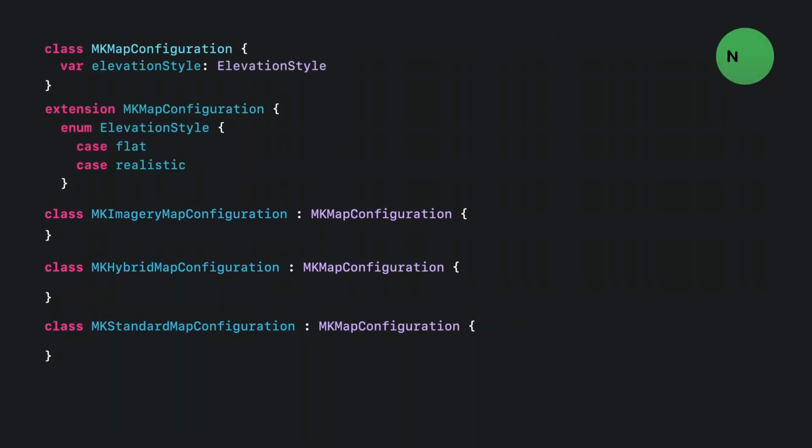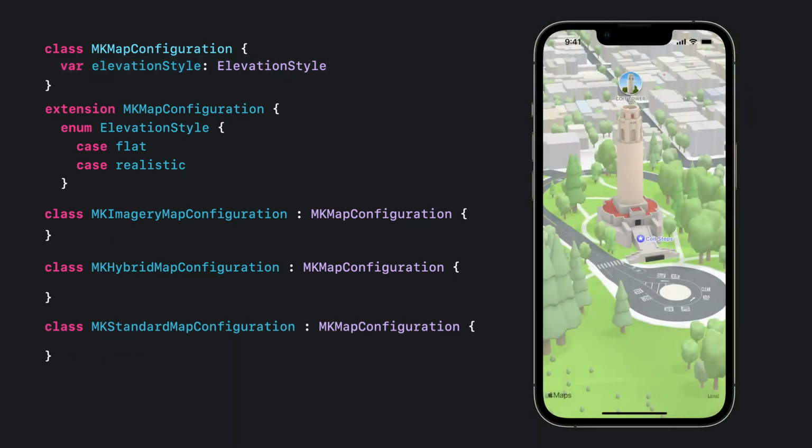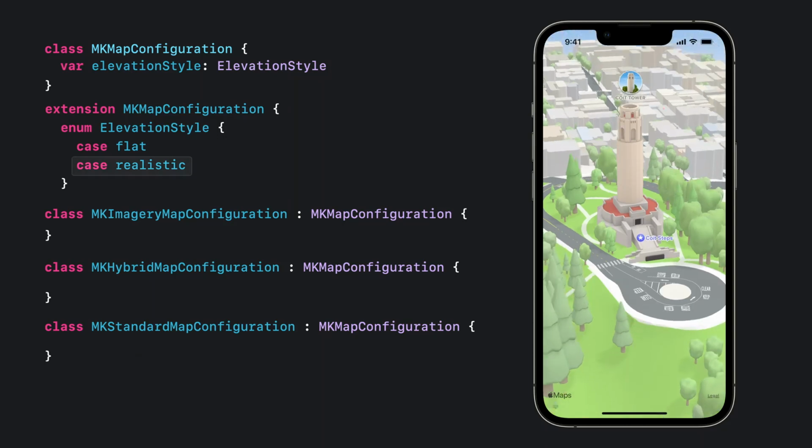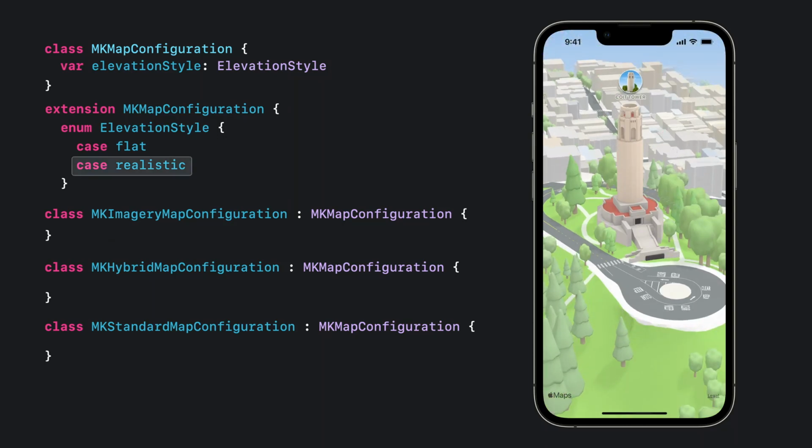The base map configuration class supports an elevation style property, which can be either flat or realistic. A flat elevation style means that the ground appears flat. Roads, including bridges and overpasses, also appear flat. Flat is the default elevation style. A realistic elevation style means that the ground terrain reproduces the real-world elevation, such as hills and mountains. Roads are depicted with realistic elevation details.